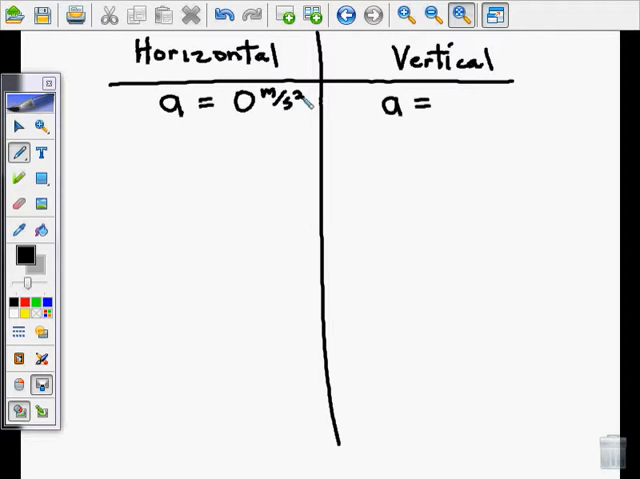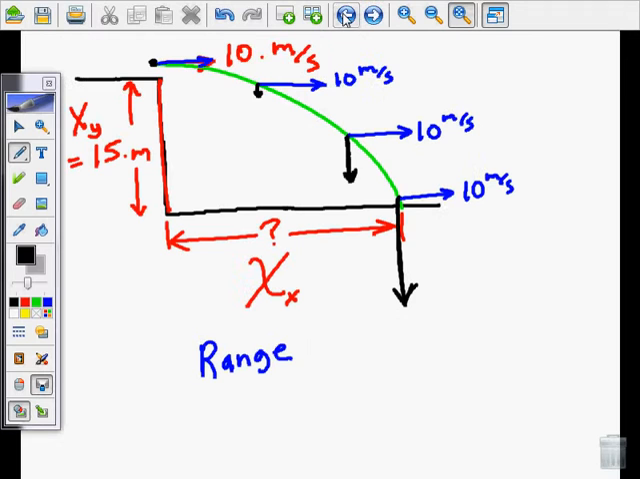Meanwhile, while that's happening, vertically speaking, the projectile is going to be going faster and faster and faster, so it is accelerating. So what's the acceleration in the vertical direction going to be? Tim? Negative 10 meters per second squared. And it's negative 10, not because it's slowing down, but because it's going down. And it's very common to choose down as the negative direction.